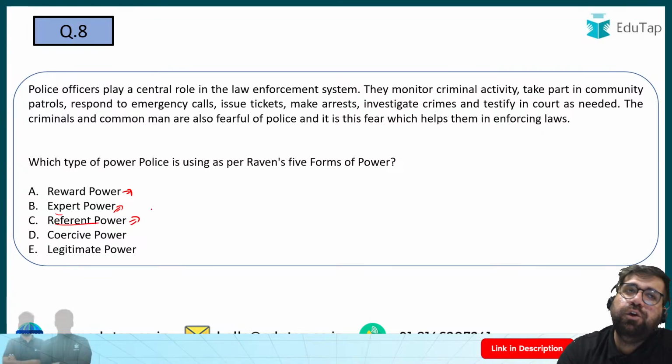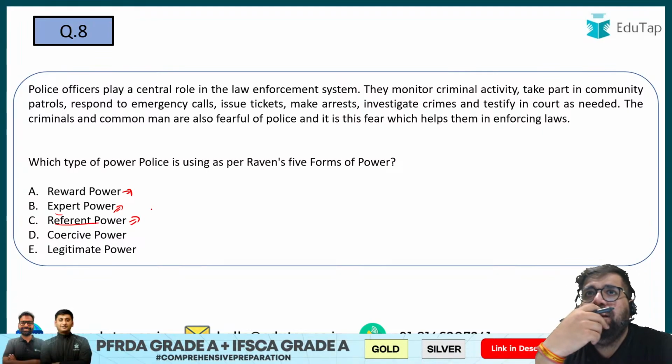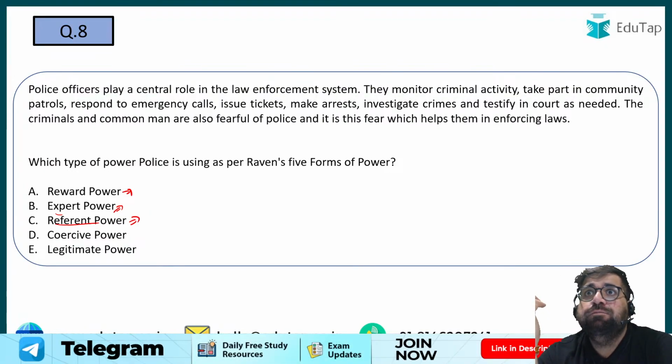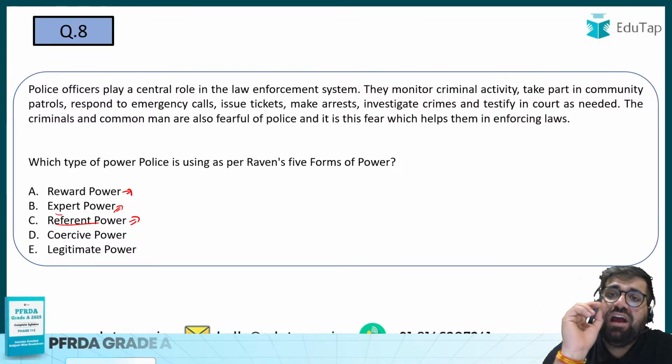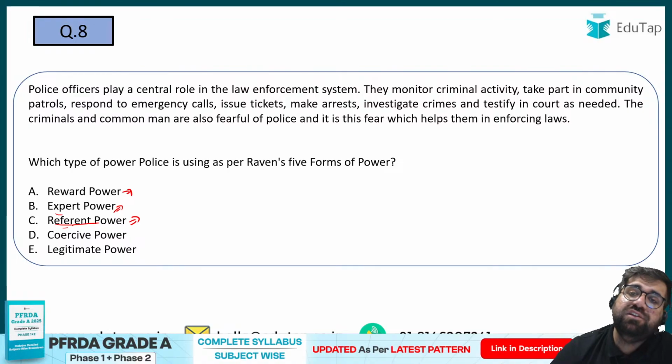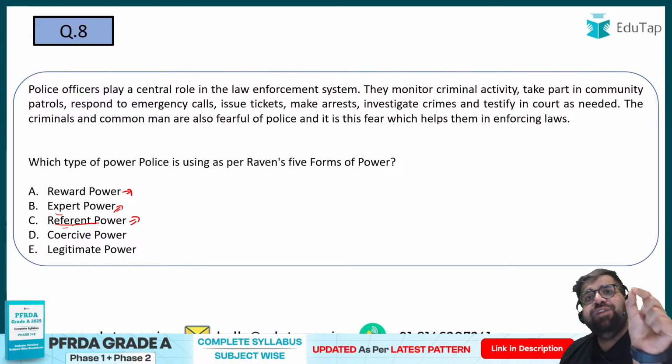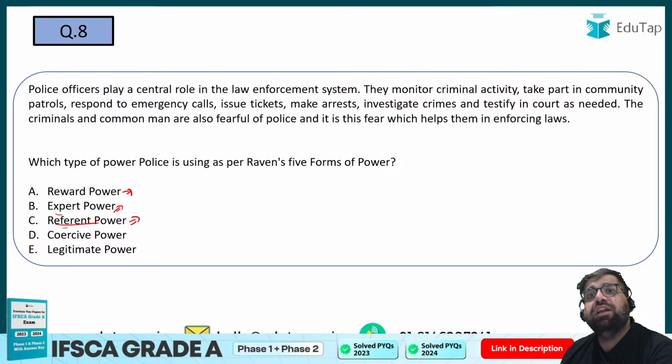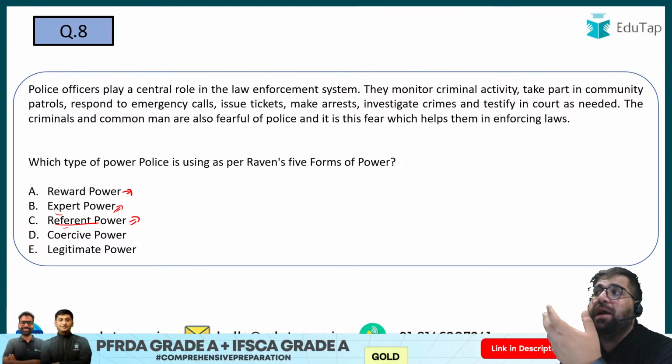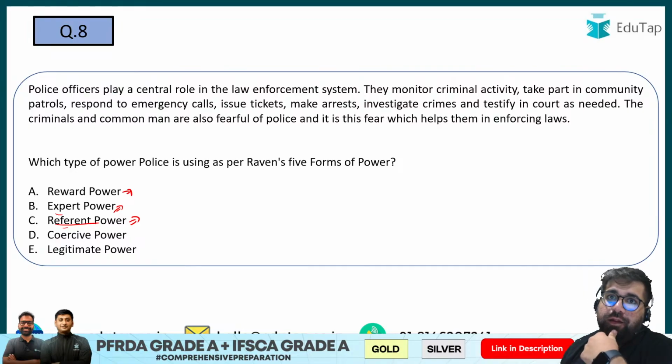Then comes referent power. Referent power comes from, I would say, some X factor. Not everybody can become Tim Cook, not everybody can become some Virat Kohli, because they have some referent power. Referent power basically means that you have some X factor in you, and because of that particular X factor, people are listening to you. For example, Virat Kohli, see the passion which he has for fitness and the game, right?